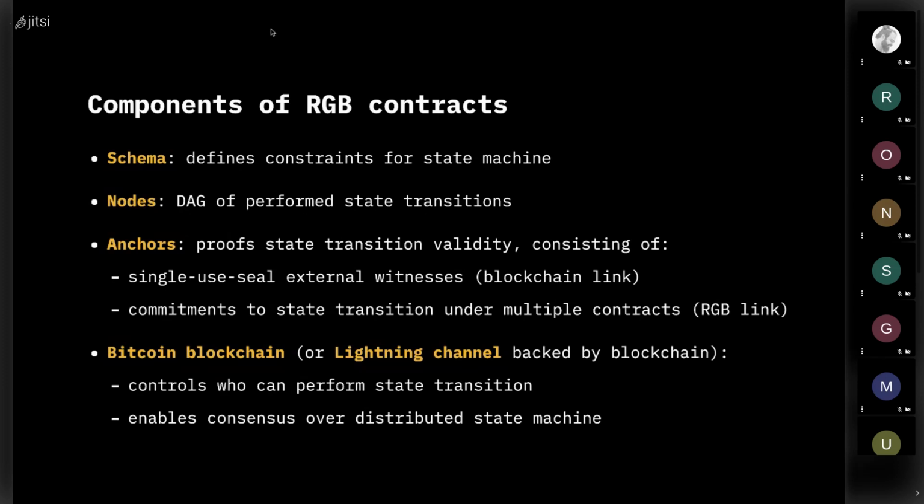And finally, there is a Bitcoin blockchain or Lightning channel state backed by blockchain, which is not part of the RGB contract itself, but which is crucial for the validation of the RGB contract. The Bitcoin blockchain and Lightning channel transactions control who can perform state transitions, because state transitions can be performed only by those who can spend a certain output of a Bitcoin transaction, and it enables consensus over the whole distributed state machine of RGB by reutilizing proof of work consensus from Bitcoin.